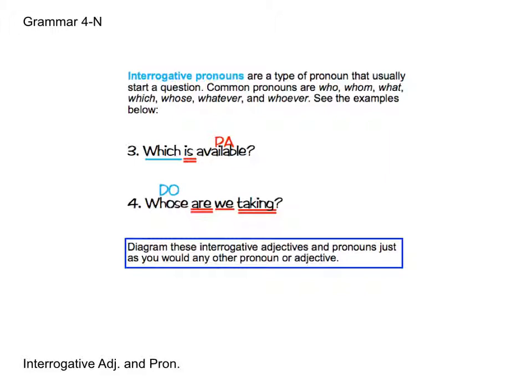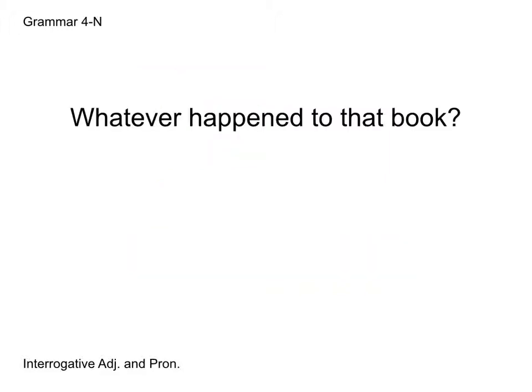Whenever it's a subject, you put it down as the subject. Whenever it's describing the direct object, you have it coming off of the direct object. Pretty straightforward. So now we're going to play with a few other sentences. Whatever happened to that book? So of course, what I'm going to say is first, cross out any prepositional phrases, identify your verb. This one, we do have a prepositional phrase, so we can cross out to that book.